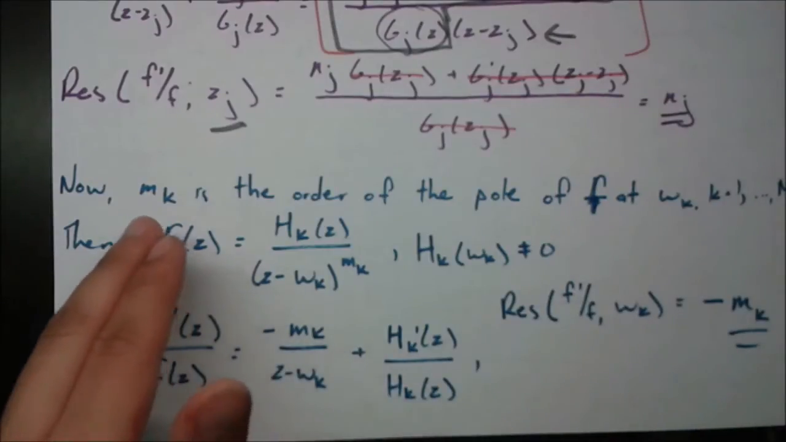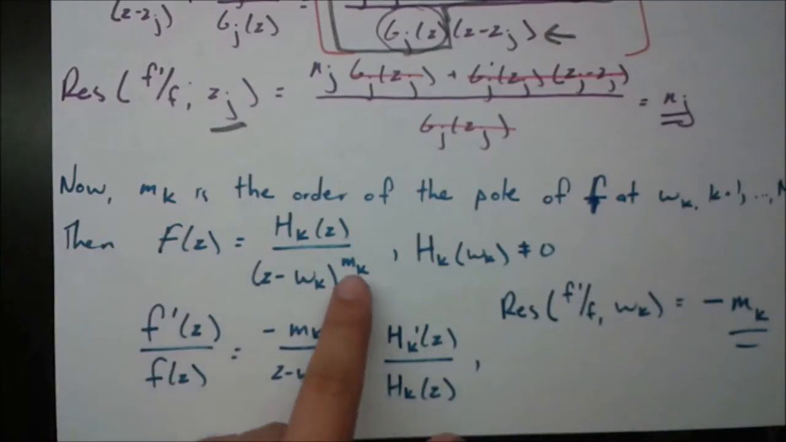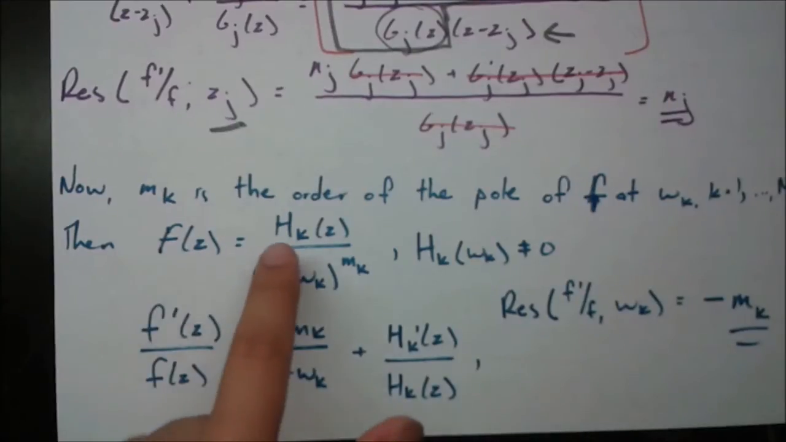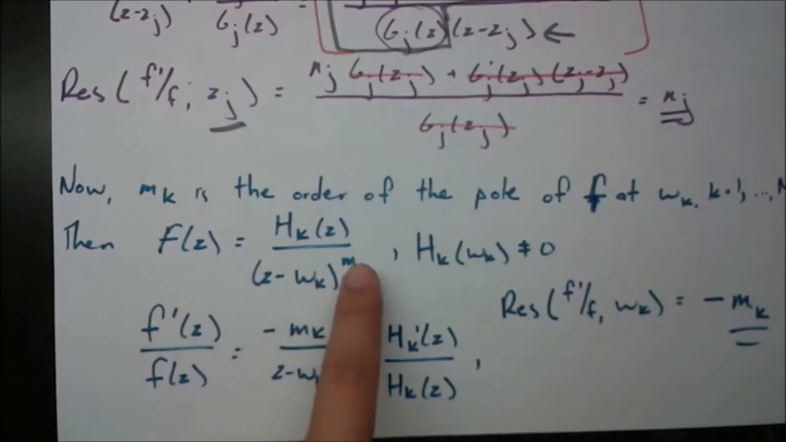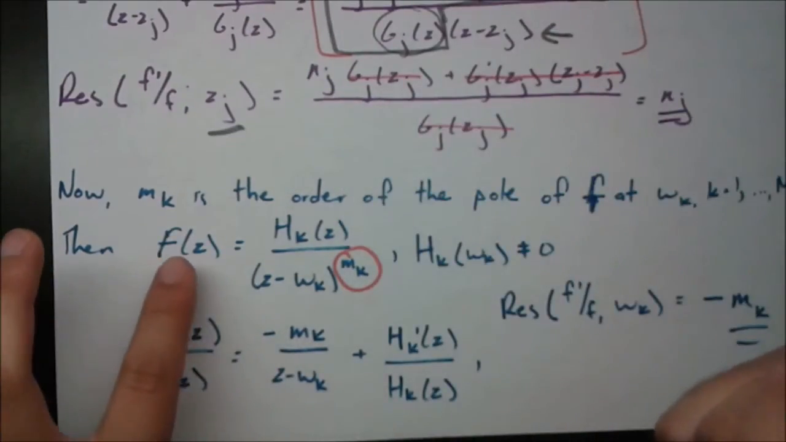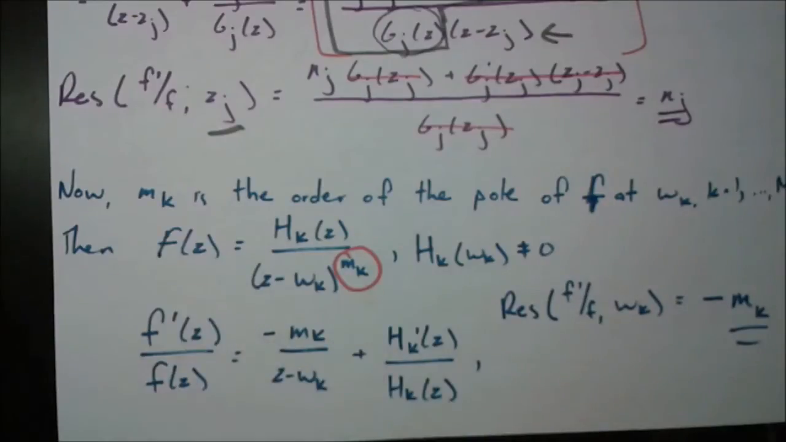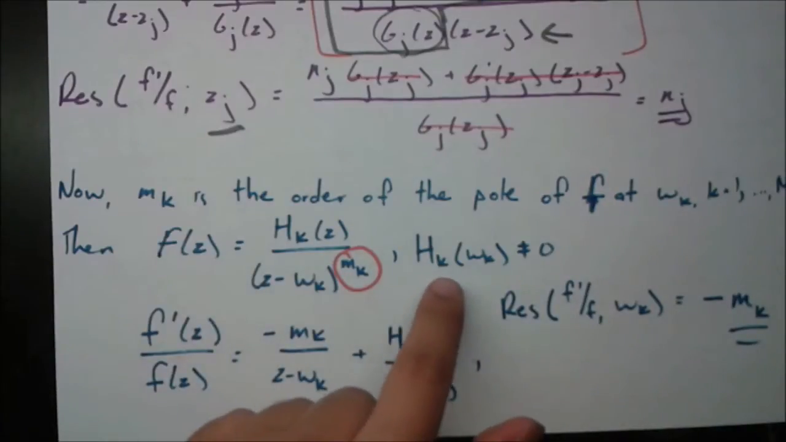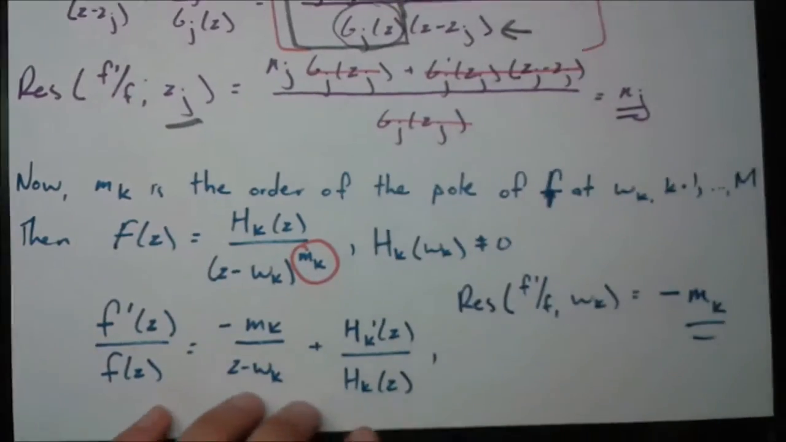So remember, the order of a pole is basically the exponent right here. When we write f of z in this form, we write it as h sub k of z over z minus w sub k to the power of m sub k, and this will be the order of the pole. And remember, we can always write something with a pole in this form, as we showed before. And further, we know that h sub k of w sub k is not equal to 0. We showed that before as well.